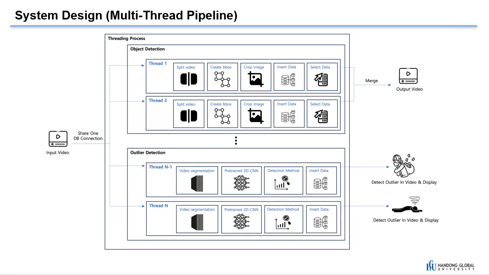In the object detection part, video frames are divided by the number of threads, and the YOLO process is applied to the divided frames to obtain the desired result. In outlier detection, threads are allocated as many as the number of detection models, and each thread is subjected to video segmentation, applying a pre-trained 3D CNN model and detection method to obtain the desired result.